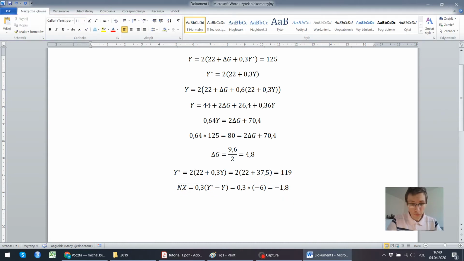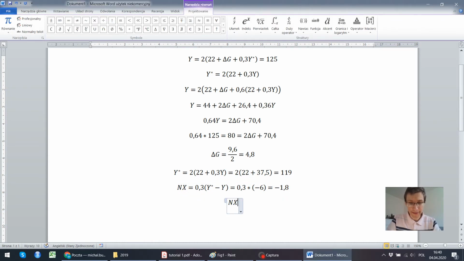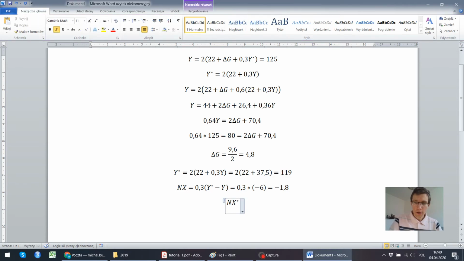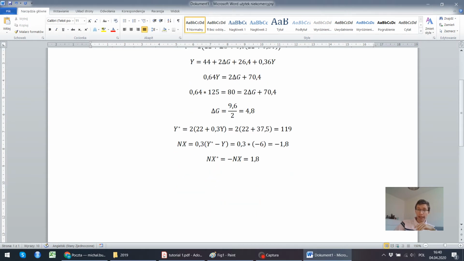All right, so now the question remains, what is the net exports in the foreign country? Well, since net exports in the foreign country is exactly equal to the negative of net exports in the home country, without any computations, we can say that the foreign country will experience a trade surplus, while the home country will experience a trade deficit due to an increase in fiscal expenditures.